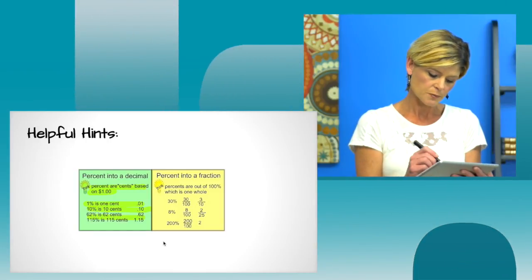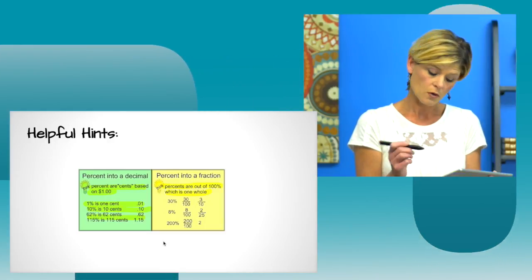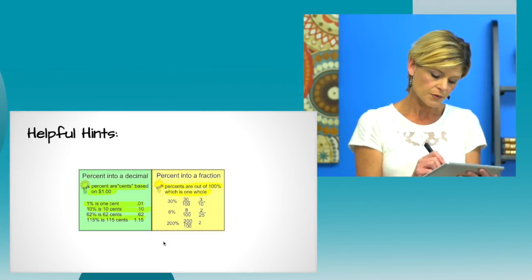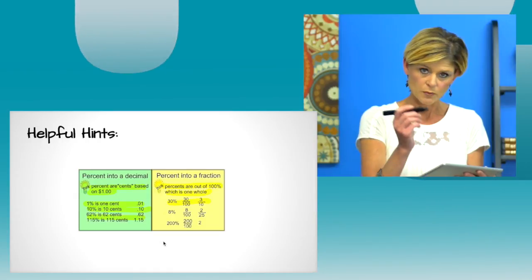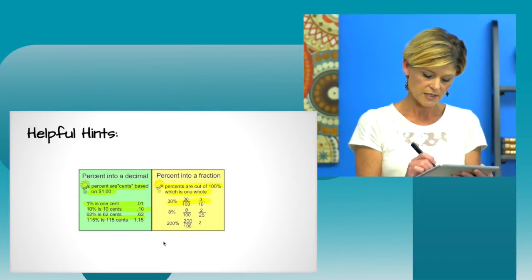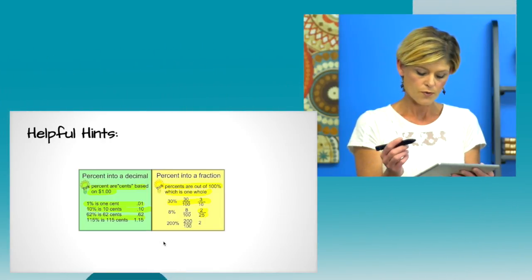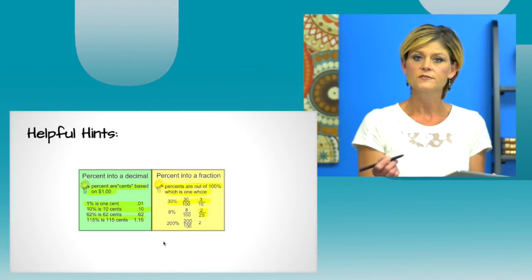The little yellow box helps you understand that percents are out of 100, which is 1 whole. So 30%, 30 over 100, 3 over 10 once it simplifies. 8% is 8 over 100. Once that simplifies, we get 2 over 25. And 200% is 200 over 100, which gives us a whole number 2.